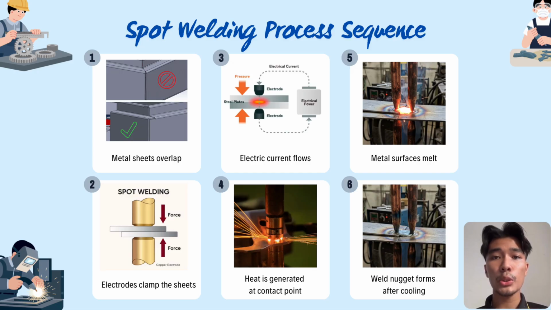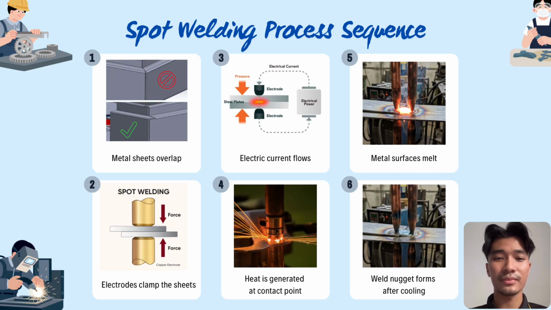The image also shows the industry application of spot welding, especially in automotive factories where robotic systems are used for fast and accurate welding. Spot welding is preferred in mass production because it is quick, reliable, and easy to automate. In conclusion, the process sequence of spot welding demonstrates how the pressure, the electrical current, and heat work together to produce a strong welded joint efficiently.